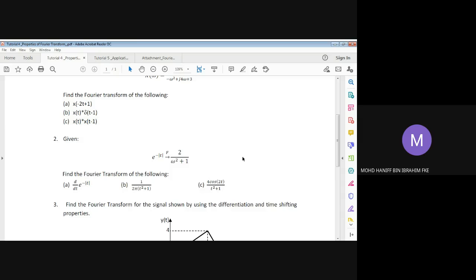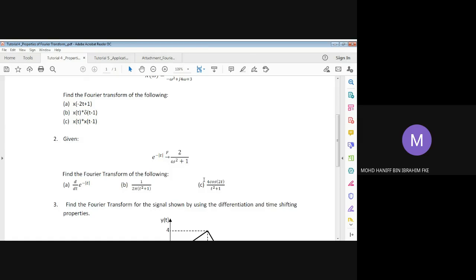Doctor, I want to ask the question to see how to do. This question is it for cos 2t? Okay. All right. So for this particular case, given the questions, we have a time domain of exponential negative modulus t, and its Fourier transform is given by 2 over omega squared plus 1.